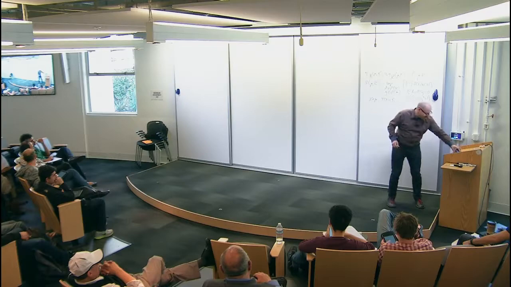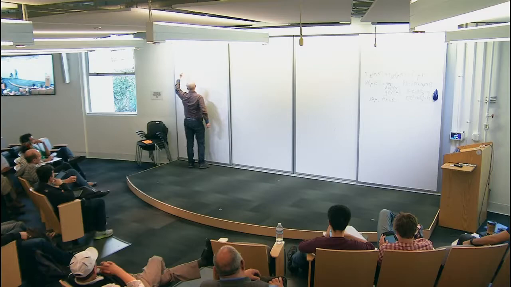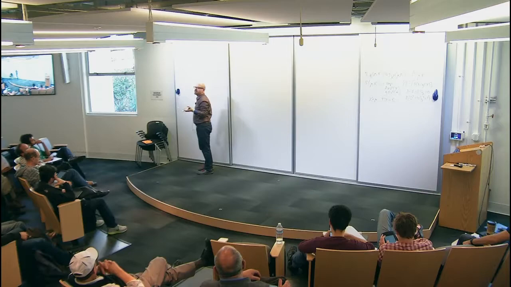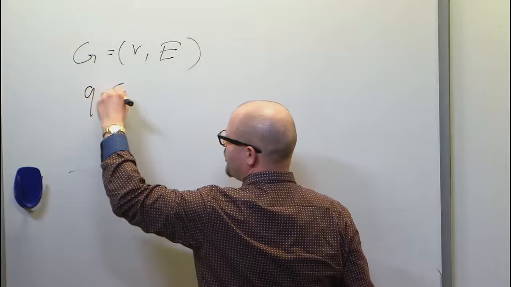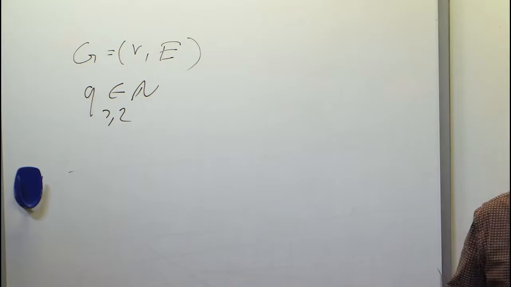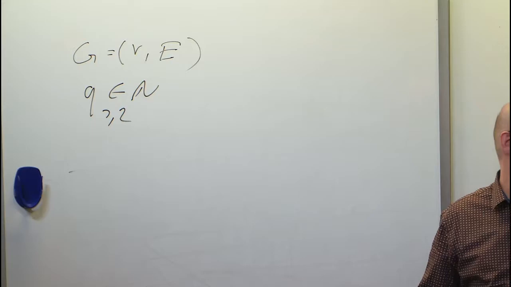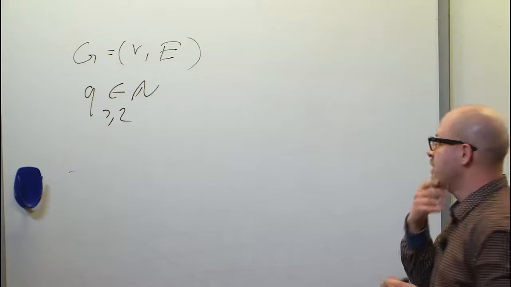Okay, so let's consider the following problem. Suppose I have a graph G = (V, E). I assume it's simple, no loops or multiple edges, and undirected. And then I pick a natural number Q, greater or equal to... no self loops. No self loops doesn't mean it's a tree. Yeah, it's not a tree.